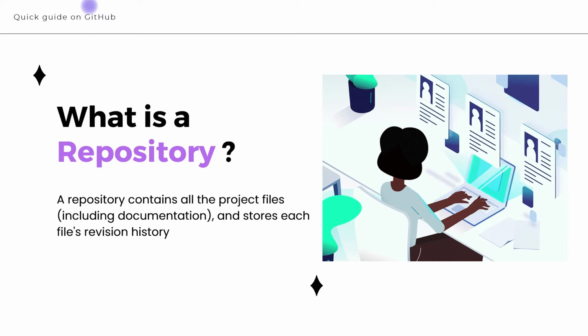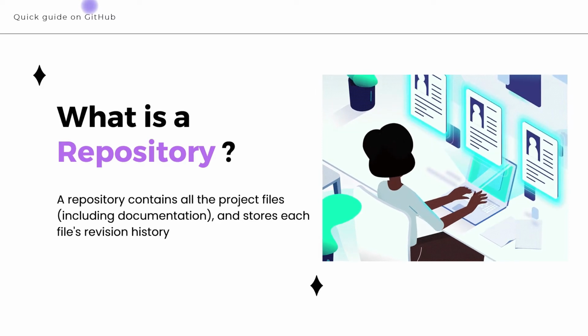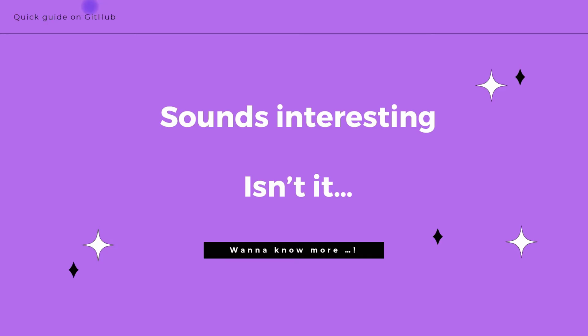Revision history is one of the biggest features which GitHub provides. Doesn't it sound interesting? You can store your code with the revision history in a virtual place, so you can access it anywhere around the globe, and your members can also access it anywhere around the globe.